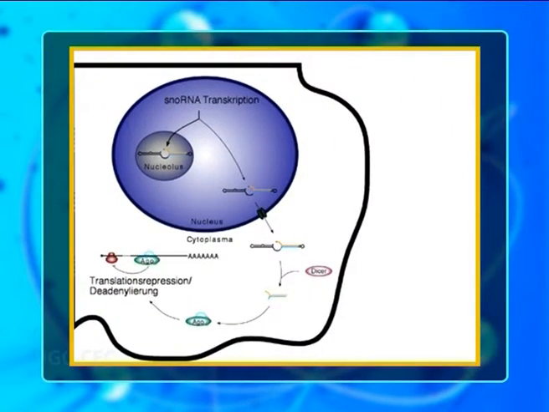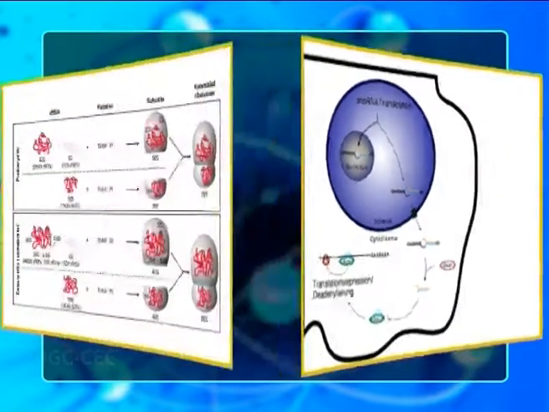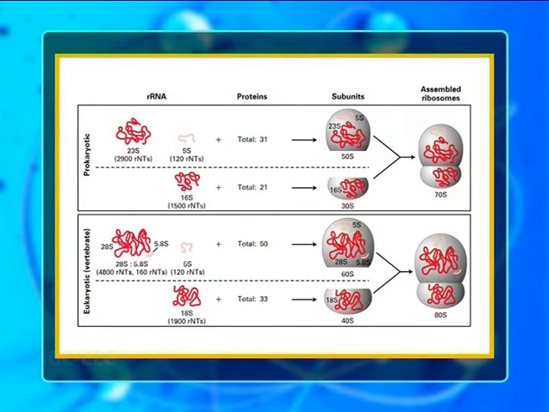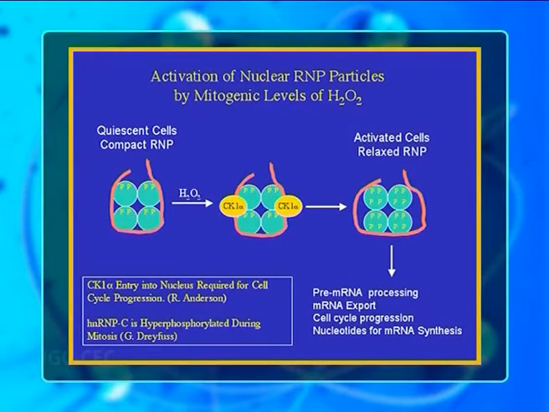Small nucleolar RNAs help to cleave and modify eukaryotic rRNAs and assemble the processed rRNAs into mature ribosomes. Like small nuclear RNAs taking part in pre-mRNA splicing, small nucleolar RNAs associate with proteins to form ribonucleoprotein particles. These ribonucleoprotein particles have extensive complementarity to the rRNA sequences in which modification takes place.